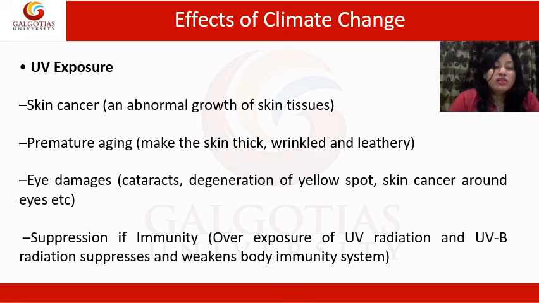UV exposure results in skin cancer, that is an abnormal growth of skin tissue. Premature aging, which makes the skin thick, wrinkled, and leathery. Eye damage that results in cataract, degeneration of the yellow spot, skin cancer around the eyes, etc. And suppression of immunity: overexposure to UV radiation suppresses and weakens the body's immune system.